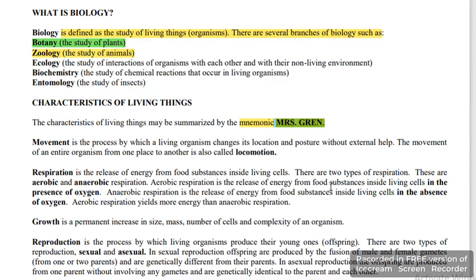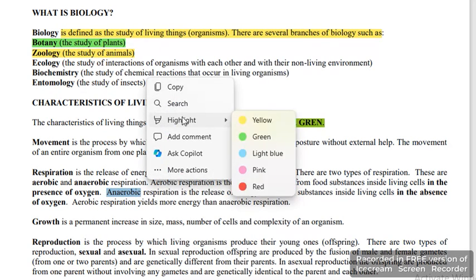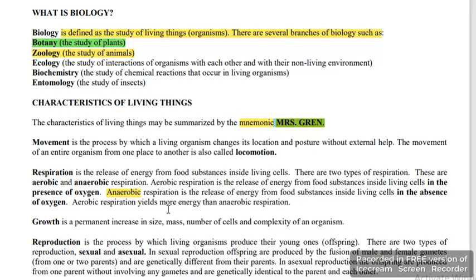Then we have anaerobic respiration. Anaerobic respiration is the release of energy from food substances inside the living cells in the absence of oxygen. Aerobic respiration yields more energy than anaerobic respiration. So what is respiration? Respiration is basically the release of energy from food substances inside the living cells. That is what respiration is all about.